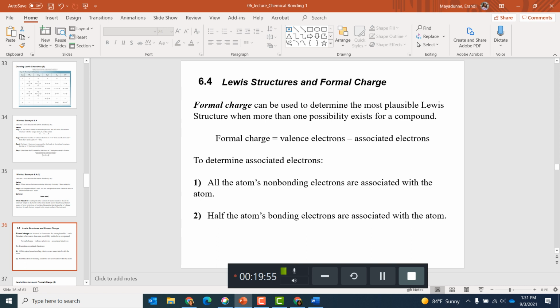Determine the associated electrons: all the non-bonding electrons and half of the bonding electrons. So you take the valence electrons of that atom and subtract the non-bonding electrons and half of the bonding electrons.